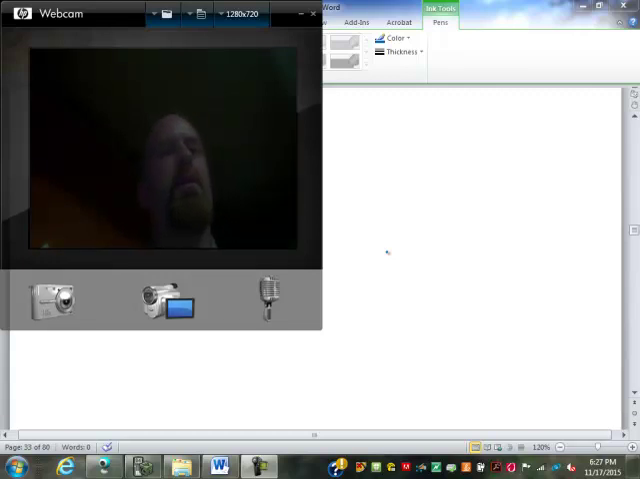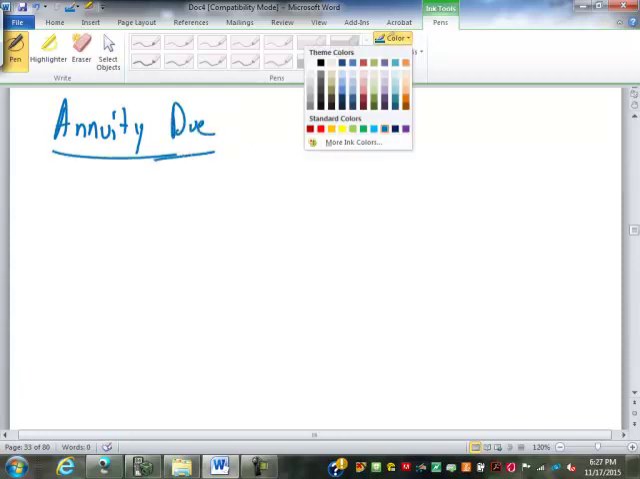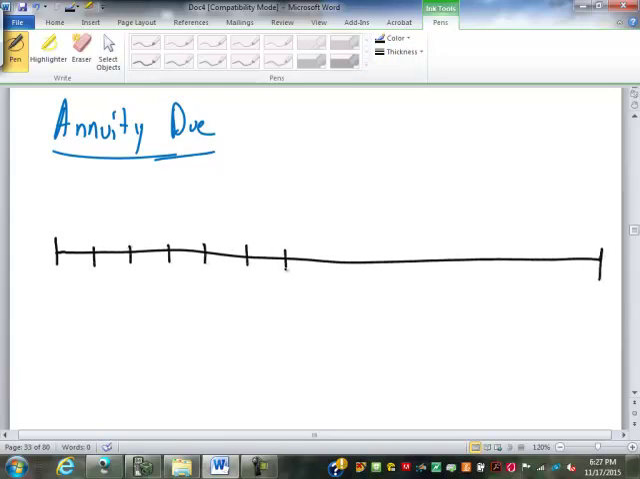Okay, so the first hour we talked about paying into an ordinary annuity. We had mentioned at the beginning that there's something called an annuity due. And we had mentioned that an annuity due is when you pay in at the beginning of each period. So let's say that we have our timeline for our annuity, and there's our periods broken down in our timeline.